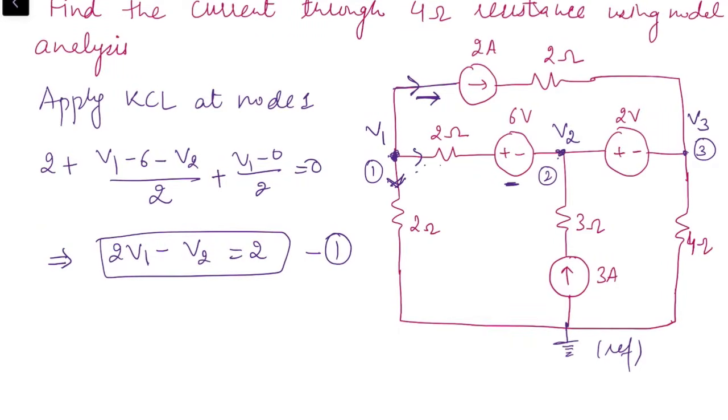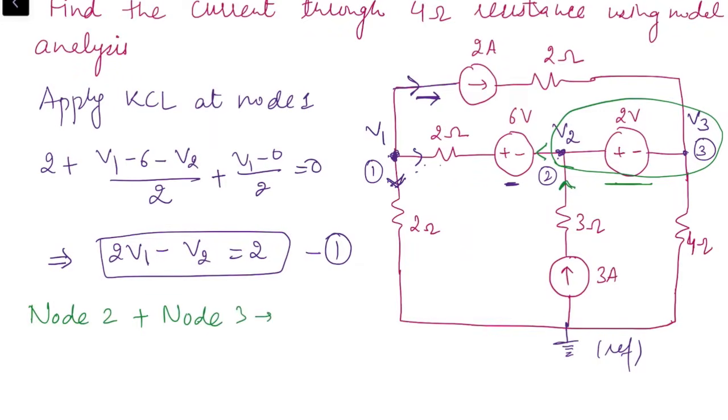Now when we move on to next node, we can write the current through this. We have the current in this branch 3 amperes which is flowing towards node 2. But when we move on to this branch where we have a 2 volt source, we can't write the current because we don't know the resistance of this branch and we can't consider it as 0. So we need to combine node 2 and 3 to make a supernode. So node 2 and node 3 are combined to form a supernode and we have to apply KCL at supernode.